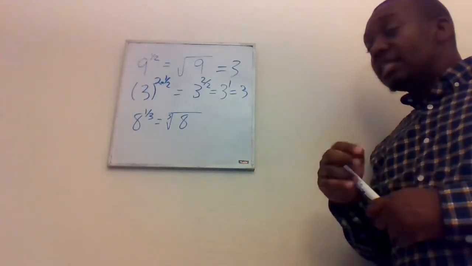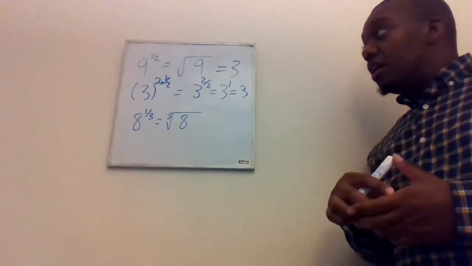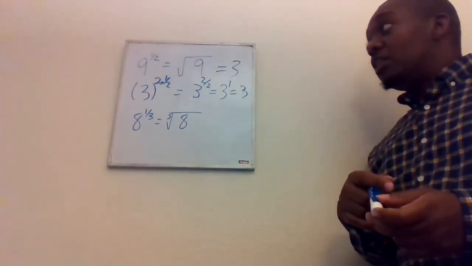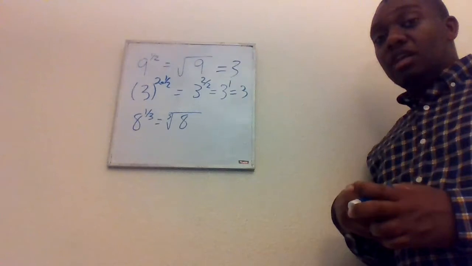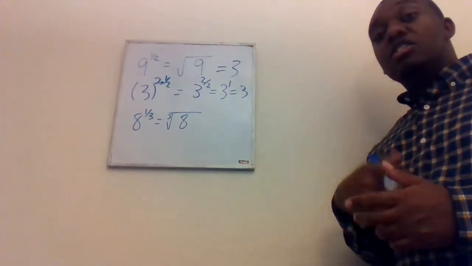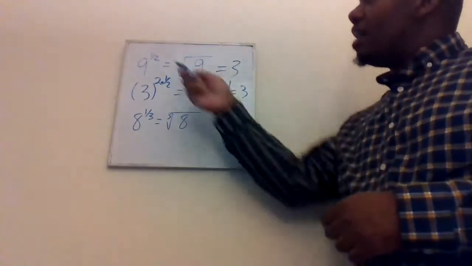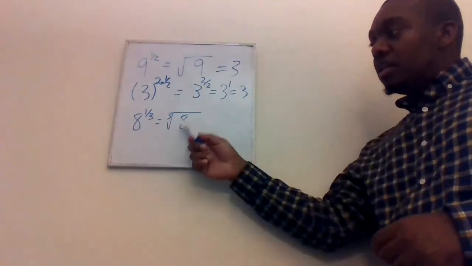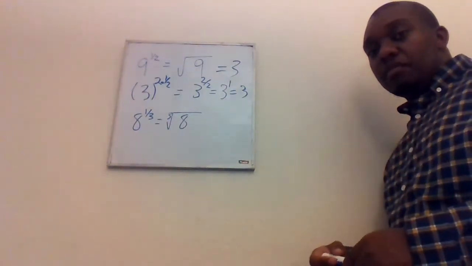So that stands to reason that this would be 3. Wow, that's pretty cool, pretty powerful. And that's what math is. That's what these numbers can do. They can do wonderful and powerful things. So my goal is so that you understand that a little better. If you see a 1/2, that just means take the square root of it. If you see a 1/3, that just means take the cube root of it.